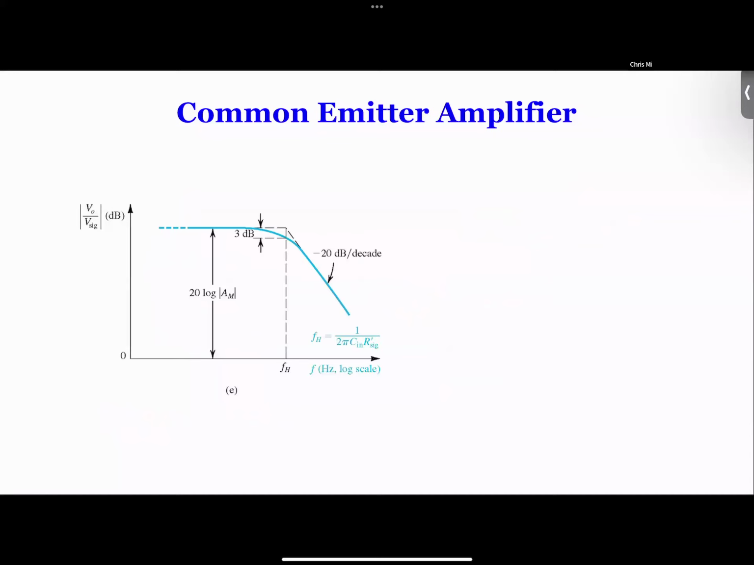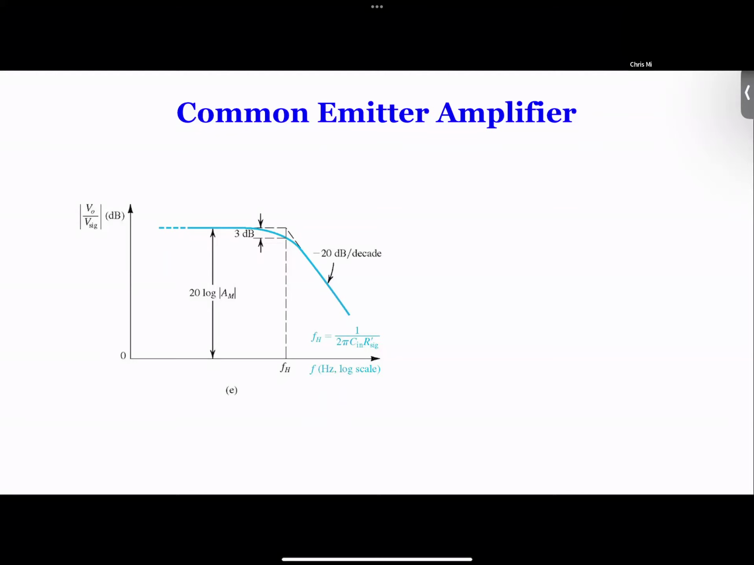So this is the plot that we have. Here, you see there's a middle band. We have 20 log A M as your middle band gain. At the 3 dB frequency, your gain drops about 30%. And this line drops 20 dB for every decade.